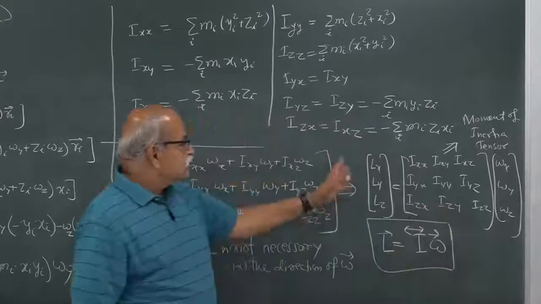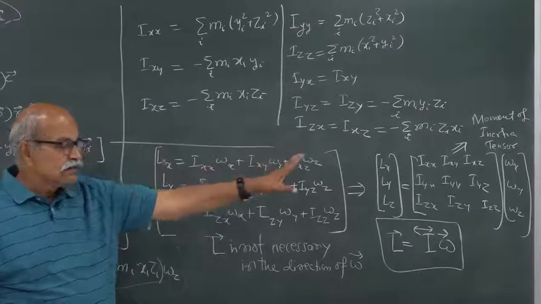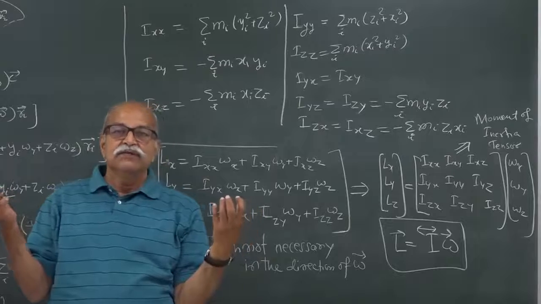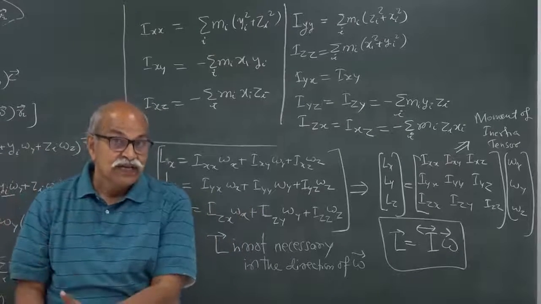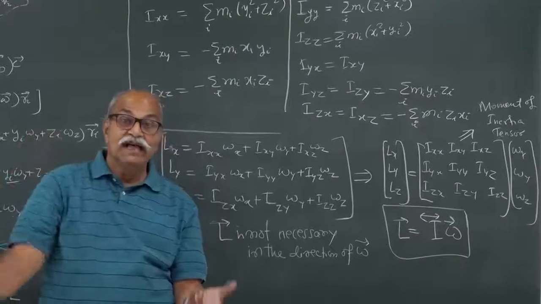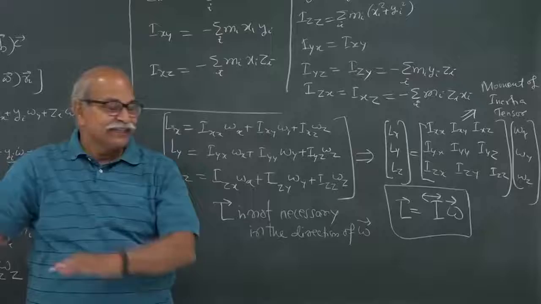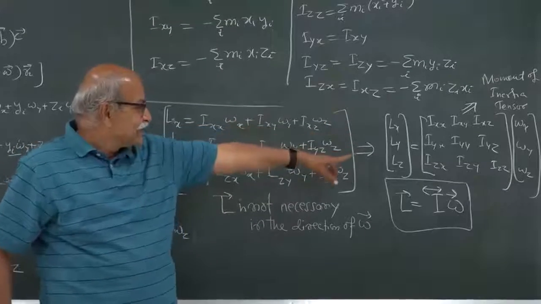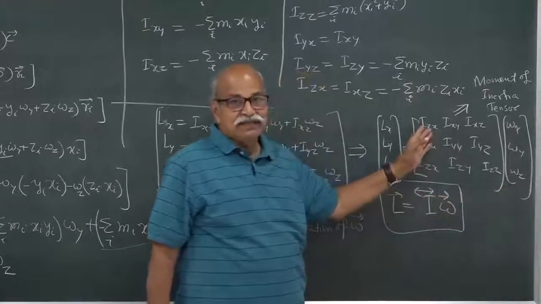So, this is the relation you should know very well. If you want the relation between omega and L, because omega is given to you, you have to connect this angular momentum with that omega, and then torque with that angular momentum. That is the chain, and therefore one must know that this L is related to omega in this particular fashion.